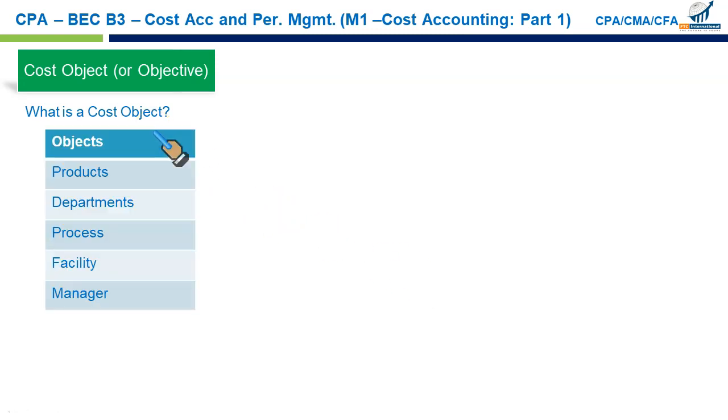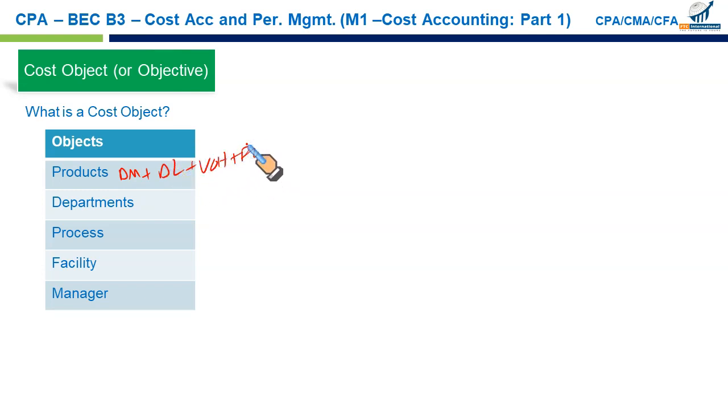A cost object or objective could be a product, a department, a process, a facility, or a manager. It means anything at all with reference to which the cost is accumulated. If we add up all the cost related to producing a product, then this product is our cost object or cost objective. The cost that we incur in producing this product will involve direct material, direct labor, variable overheads, and fixed overheads.